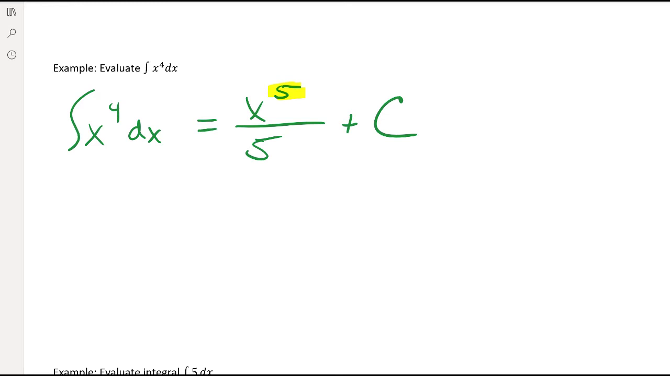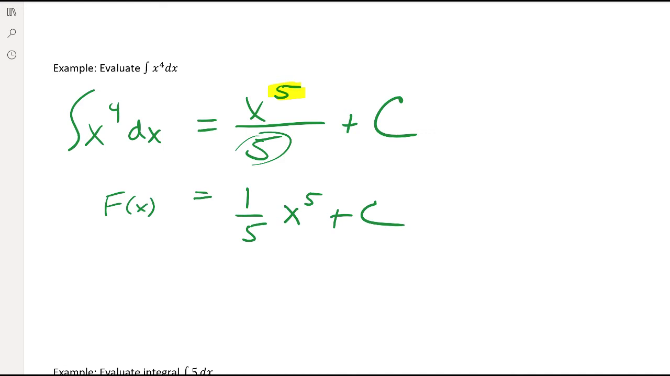Okay? Often what we'll do is, you see how that 5 is in our denominator? We'll rewrite this as 1/5 x to the 5th plus c. So you'll see me write it like that going forward, but hopefully you understand where the 1/5 comes from. All right, that's the antiderivative. So essentially that's our big F of x.